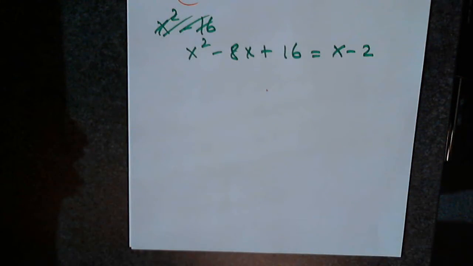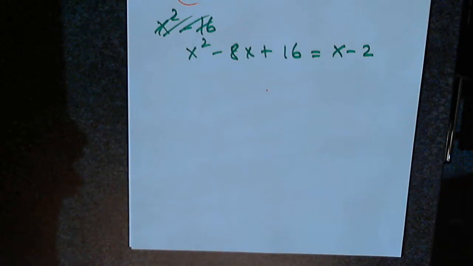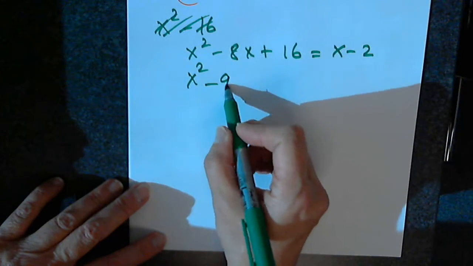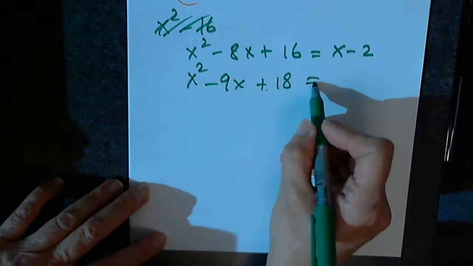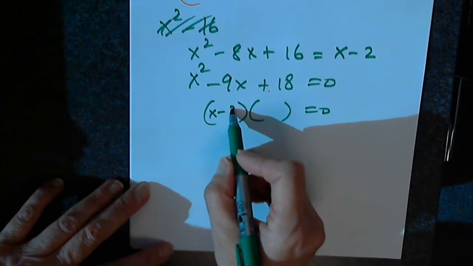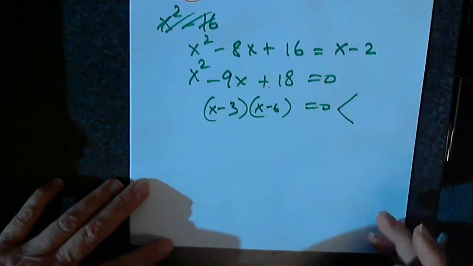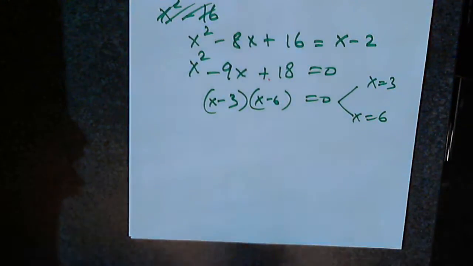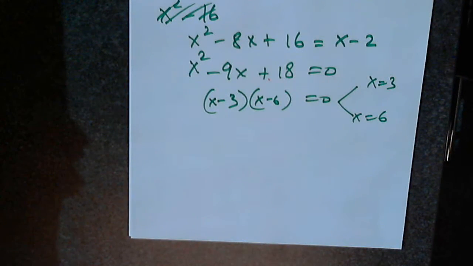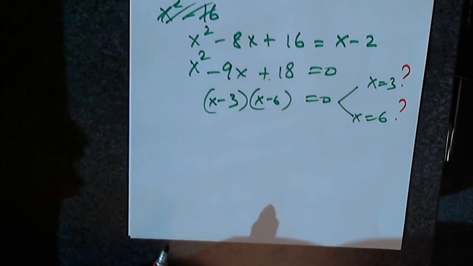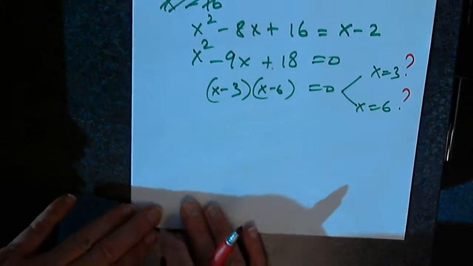Okay, what type of equation is this? Good, so then x squared minus 9x plus 18. x minus 3 and x minus 6. And there are two options, 3 and 6. Do you all agree so far with these two options? Are we okay? These may or may not be what we're looking for.